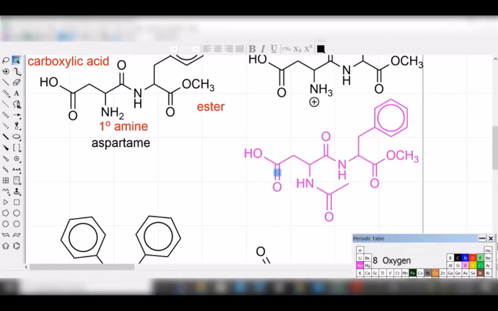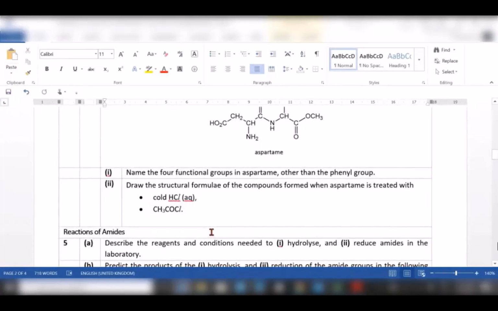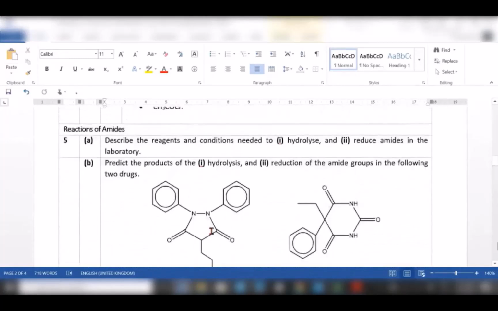Okay, I think with this we are pretty much done with question 4. Then we move on to question 5. Question 5 asks you to describe the reagents and conditions you need to do hydrolysis. So again, please make a decision. Please make a decision. Meaning you want acidic or alkaline hydrolysis.